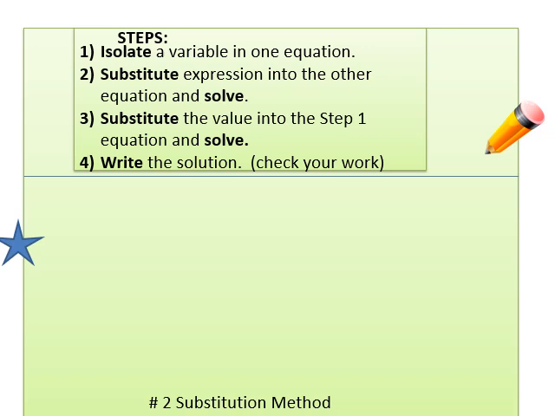Okay? The steps to solve a system of equations are to isolate a variable in one of our equations, and you'll see this in an example. From there, we substitute the expression into the other equation and solve. The third step would be to substitute the value we get back into step one and solve for our other variable and write our solution.